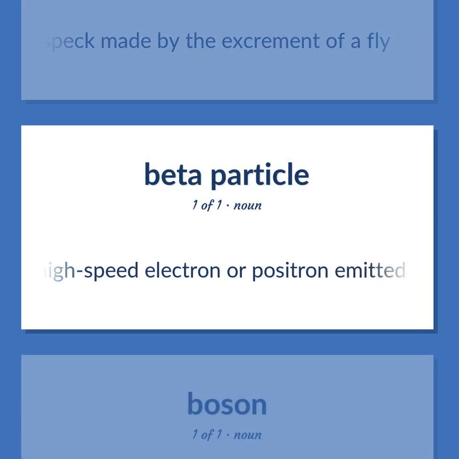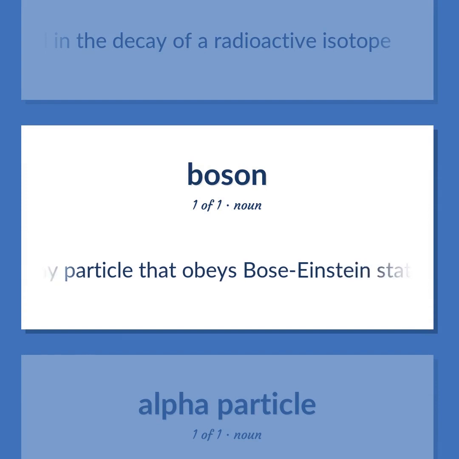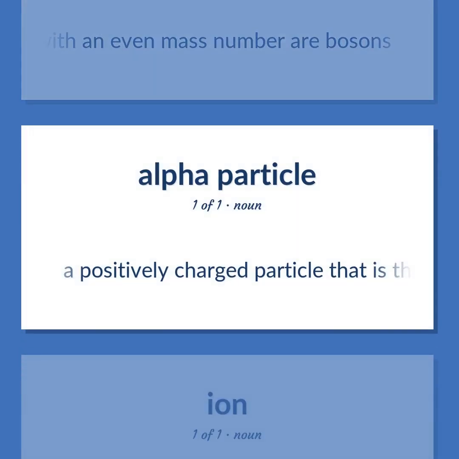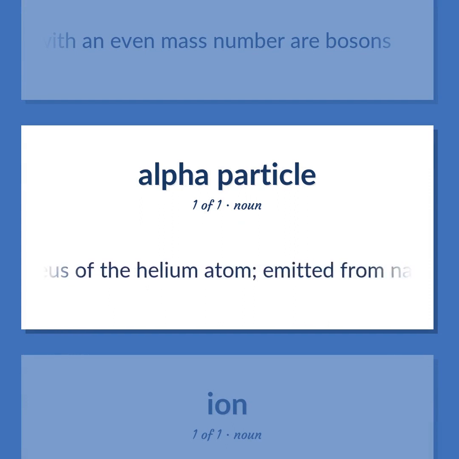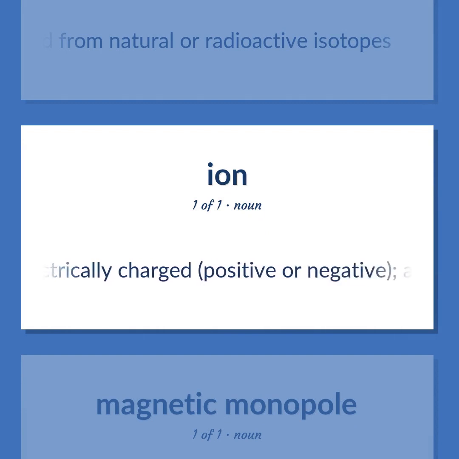A high-speed electron or positron emitted in the decay of a radioactive isotope. Any particle that obeys Bose-Einstein statistics but not the Pauli exclusion principle. All nuclei with an even mass number are bosons. A positively charged particle that is the nucleus of the helium atom, emitted from natural or radioactive isotopes. A particle that is electrically charged, positive or negative, an atom or molecule or group that has lost or gained one or more electrons.